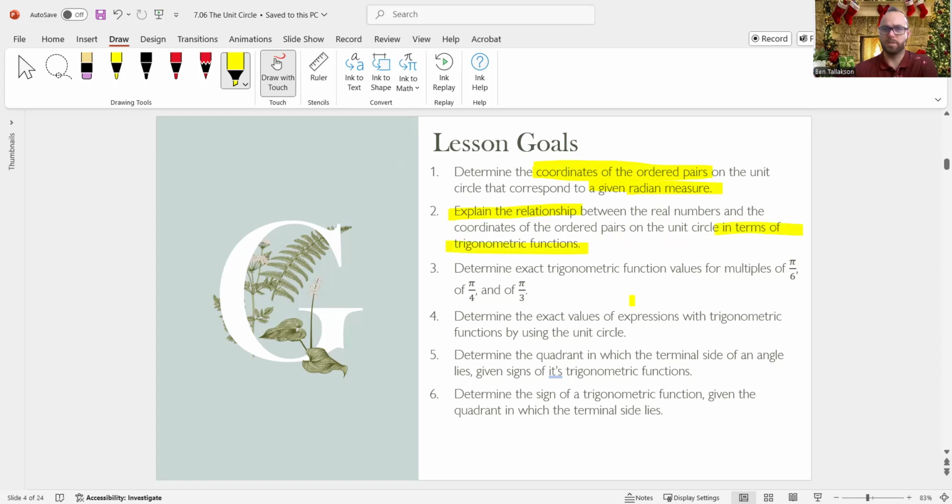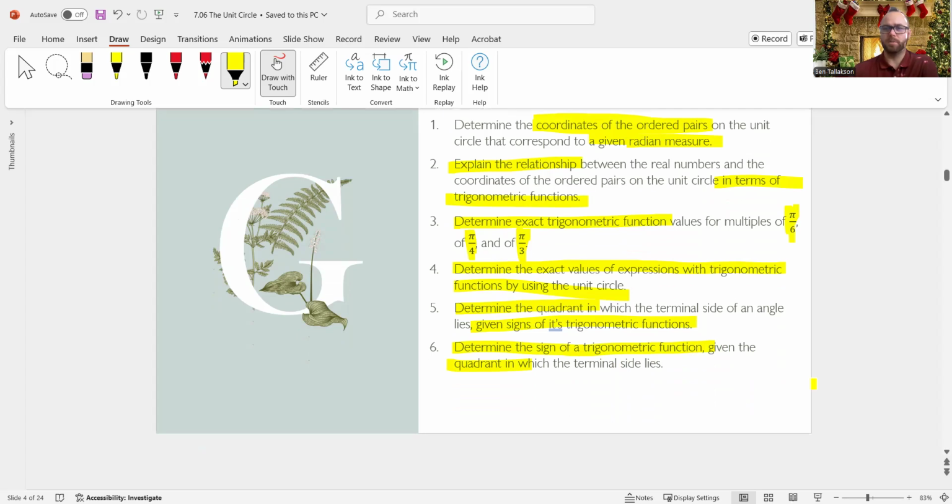Determine the exact trig function values for multiples of pi over 6, pi over 4, and pi over 3. Determine the exact values of expressions with trig functions by using the unit circle. Determine the quadrant in which the terminal side of an angle lies, given signs of its trig functions. And determine the sign of a trig function given the quadrant in which the terminal side lies. Let's get into it.